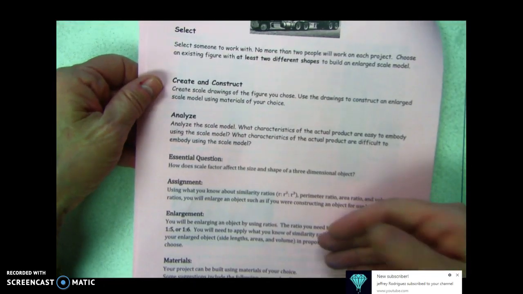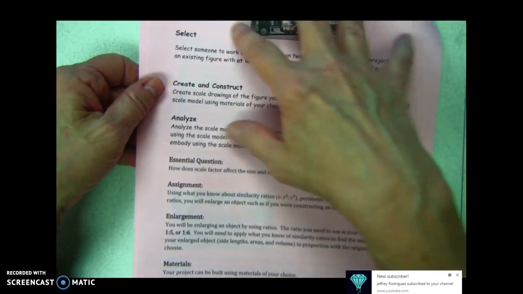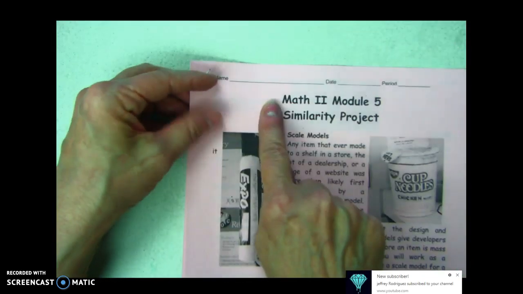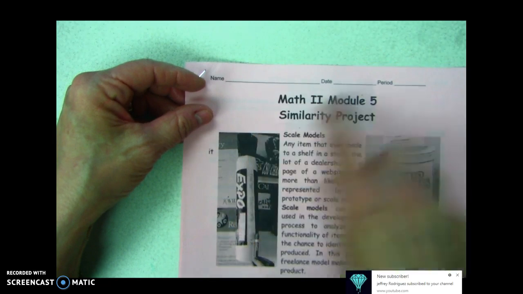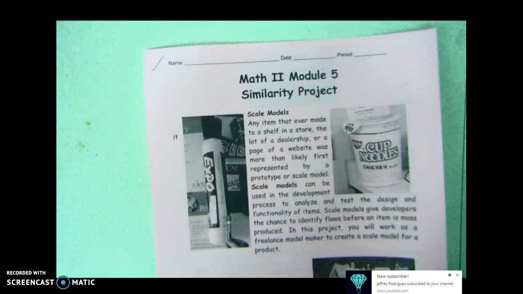Reading this, discussing with your partner. Oh, and by the way, when you put your name on this, put your name and your partner's name. Okay, the date and the period. Please don't forget to put the period.